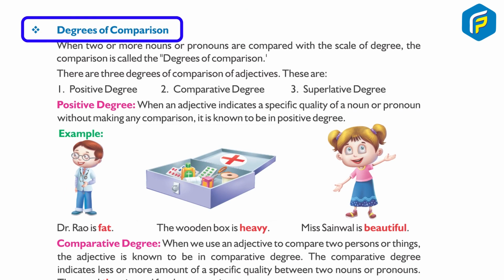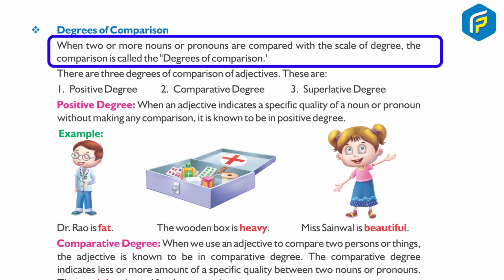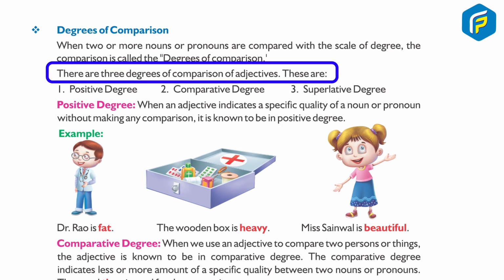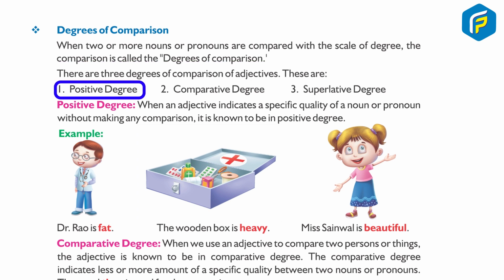Degrees of comparison. When two or more nouns or pronouns are compared with the scale of degree, the comparison is called the degrees of comparison. There are 3 degrees of comparison of adjectives. These are: 1. Positive degree, 2. Comparative degree, 3. Superlative degree.